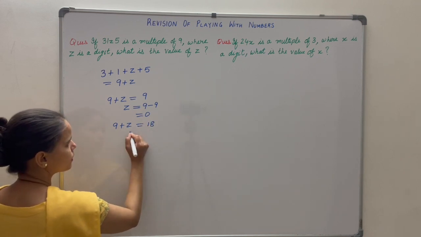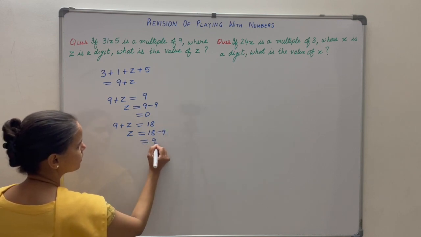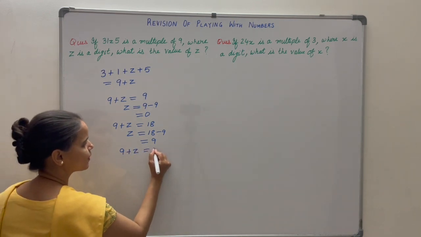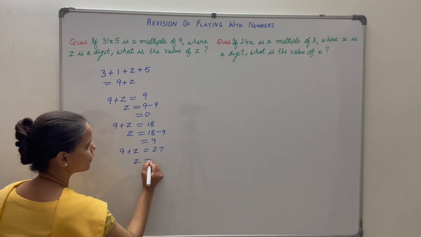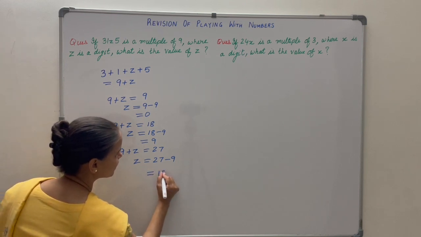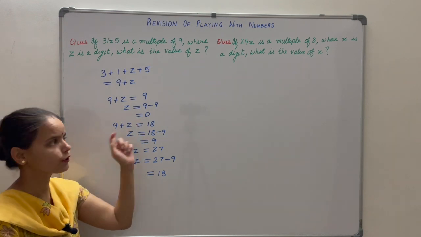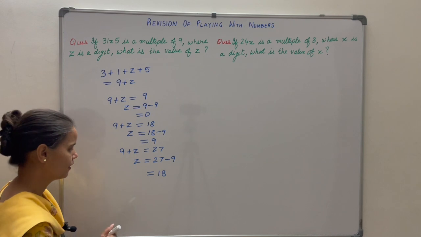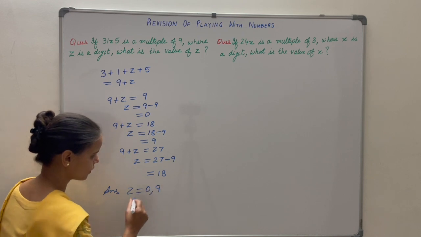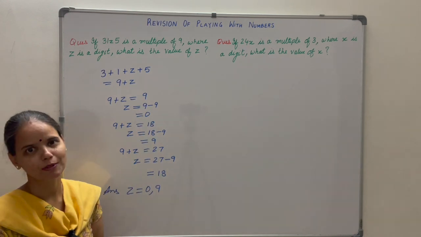So 9 plus z is equal to 18. So z is equal to 18 minus 9. So z is equal to 9. Next multiple is 27. So 9 plus z is equal to 27. So z is equal to 27 minus 9. So that is equal to 18. But it says z is a digit. That means the values for z are 0 and 9. Answer is z is equal to 0 or z is equal to 9. So when you put this number there, then it will be a number which is divisible by 9.